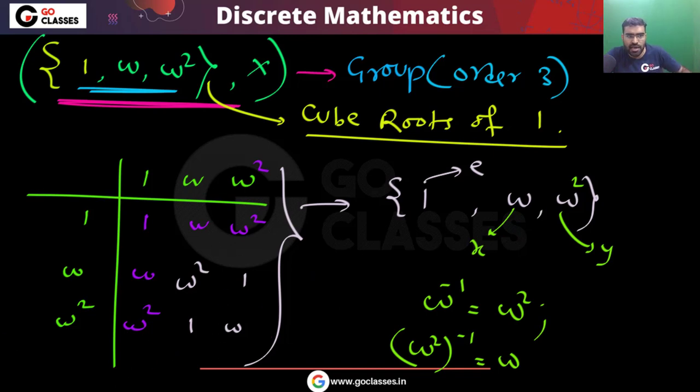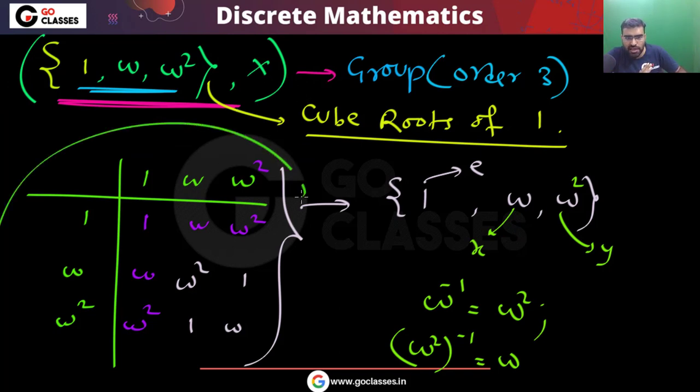So you can see the same structure this is following. Remember, I am saying that this structure is a group. This is the cube roots of unity. In the base set, you have 3 elements, so order is 3. We have already seen this group, the complete analysis in the lectures. This is an abelian group.